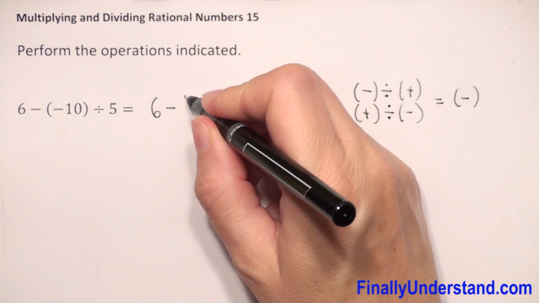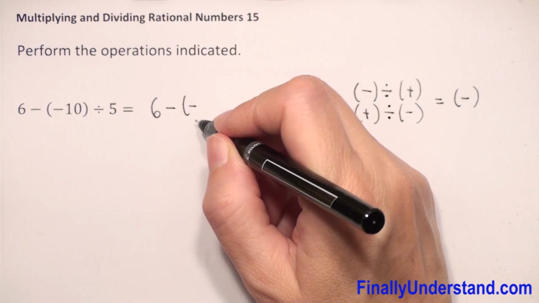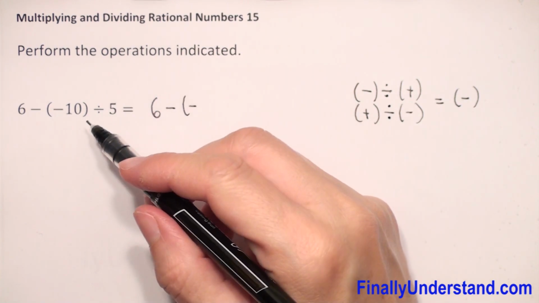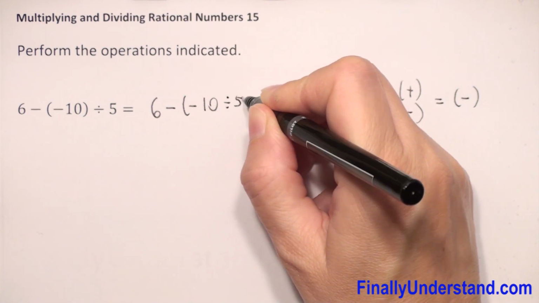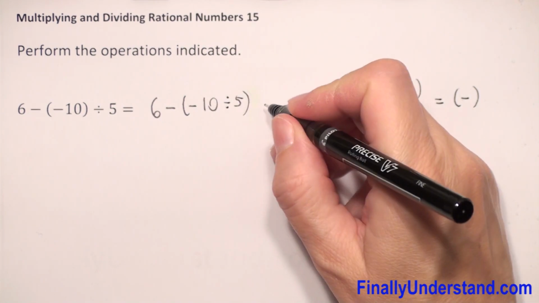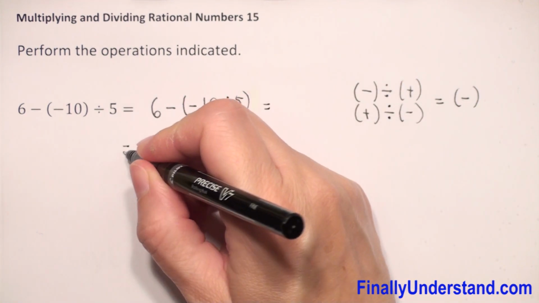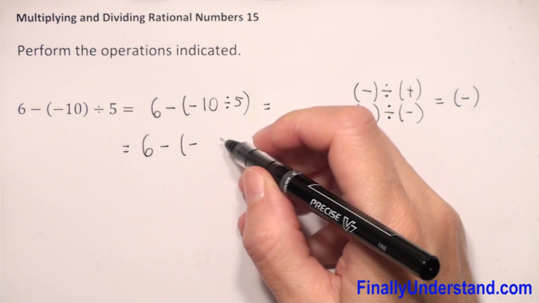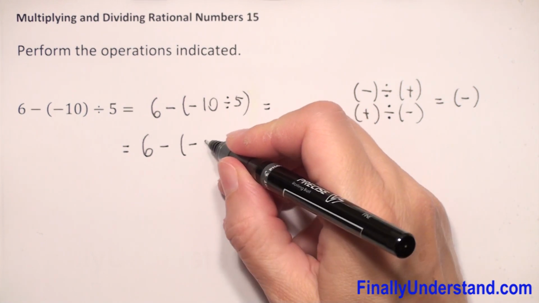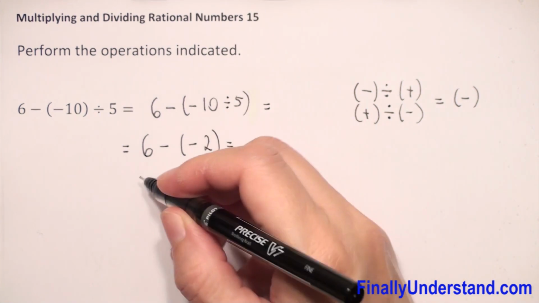So we will have a negative answer, so let's copy in parentheses a negative sign, and we have now 10 divided by 5. Close parentheses. So this is equal, we copy 6 minus, and we have negative sign, 10 divided by 5, that's 2. So this is equal.